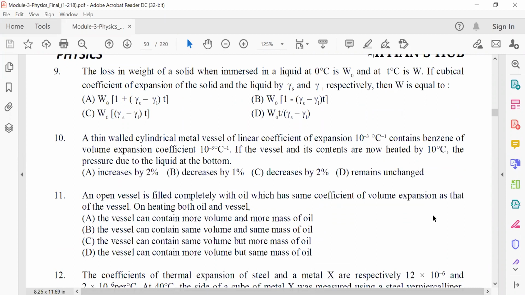Okay. Let's come to the 10th question. So the coefficient of volume expansion is given to us as 1 into 10 raised to the power minus 3 per degree C for the metal vessel, and it contains benzene, which has a coefficient of volume expansion also the same. Okay, so let me explain the concept in this question, then we'll come back to the values in the data.